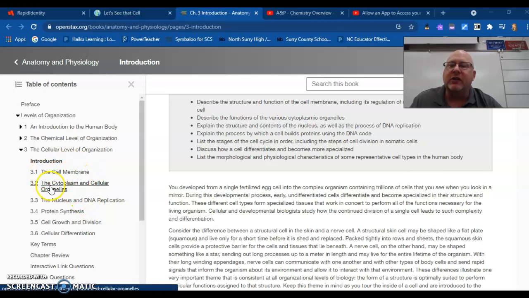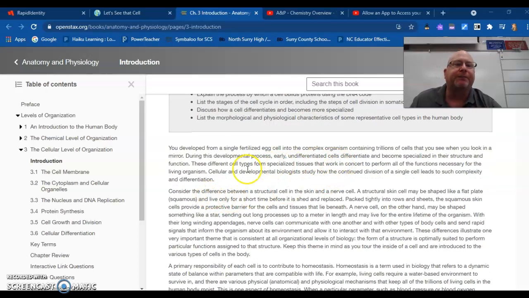You can see the cell membrane, the cytoplasm and cellular organelles, the nucleus, and DNA replication. I'm not so concerned with you learning DNA replication, protein synthesis, cell growth and division, or cellular differentiation. But sections 1 and 2 here on the cell membrane and cytoplasm and organelles, you definitely need to go over. Those will be important to you.